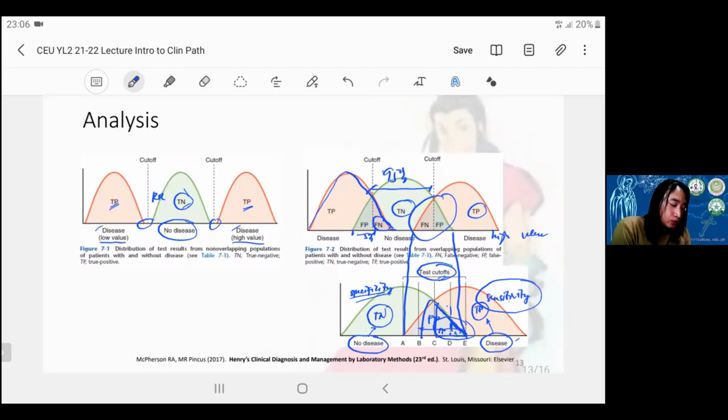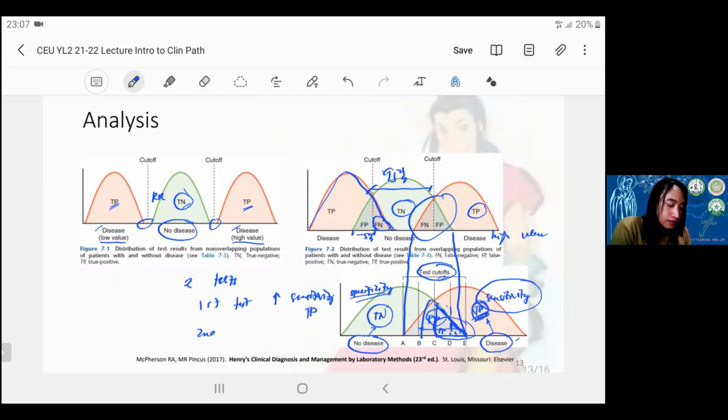We have two tests that would complement each other. So the first test would have high sensitivity. It will increase the chance that you are identifying those that are true positives together with the false positives. So it increases your true positives.